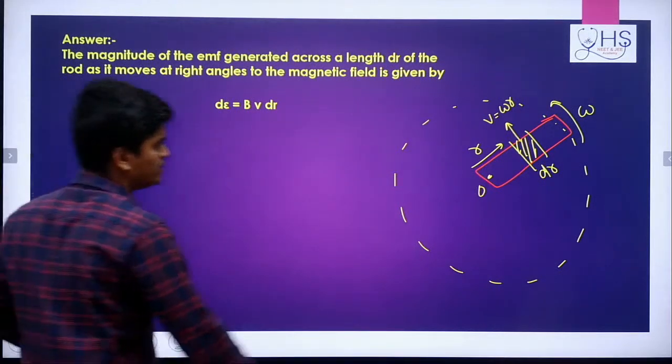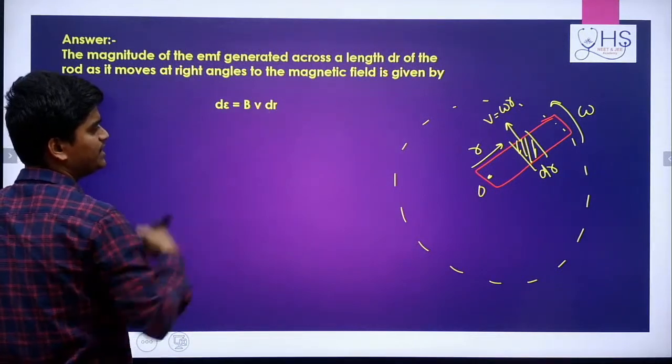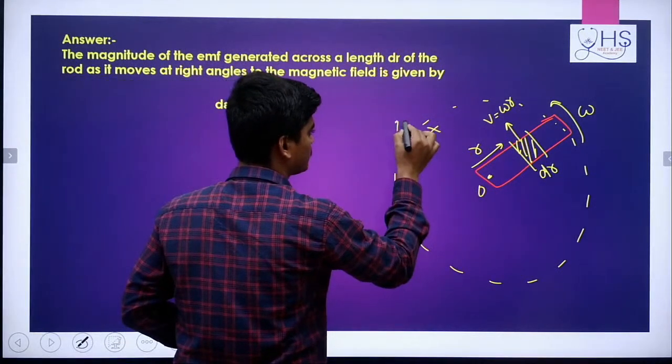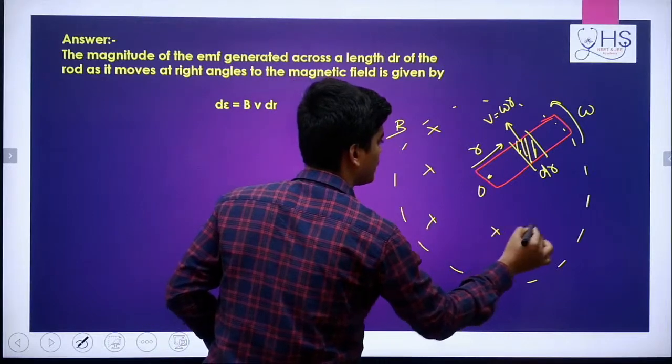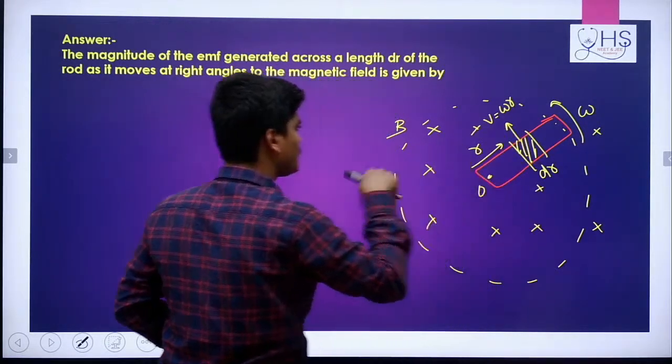Now due to this small dr, what is the EMF? Now dE is BV dr, because the magnetic field is already there. So here, what is coming?